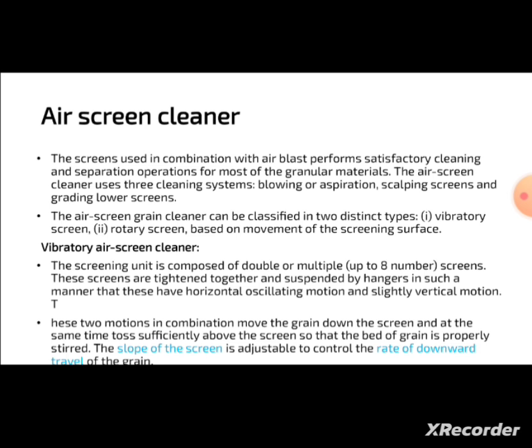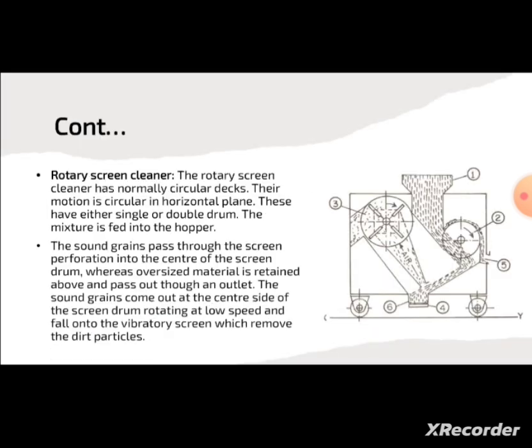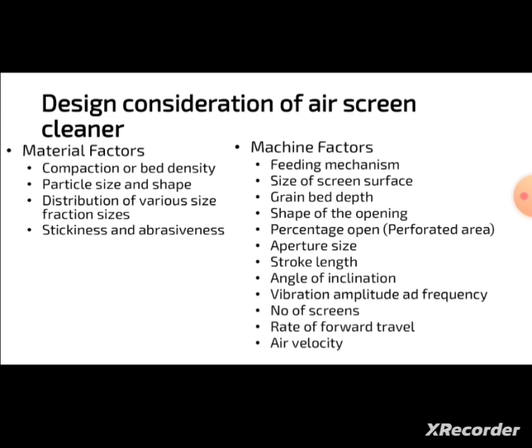So the air screen cleaner can be classified into two types, vibratory and rotary screener. The vibratory screener consists of a number of screens, and the vibrating action will be front and back, and the slope of the screen is adjustable to control the rate of downward travel of the grain. And in the rotary screen cleaner, rotary motion will be followed, and many components are placed in the rotary screen cleaner, like a drum for separating the foreign materials, and air blowers are used to suck the lightweight materials, and air screens are used at the bottom so that the particles can be separated evenly.